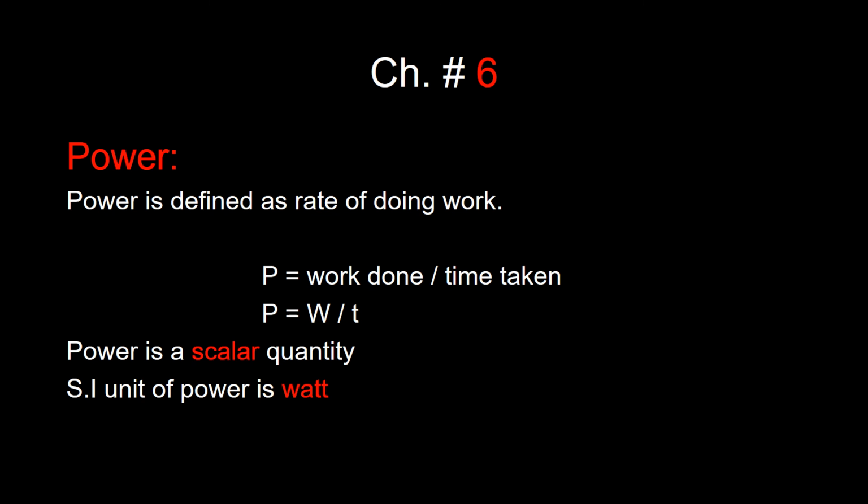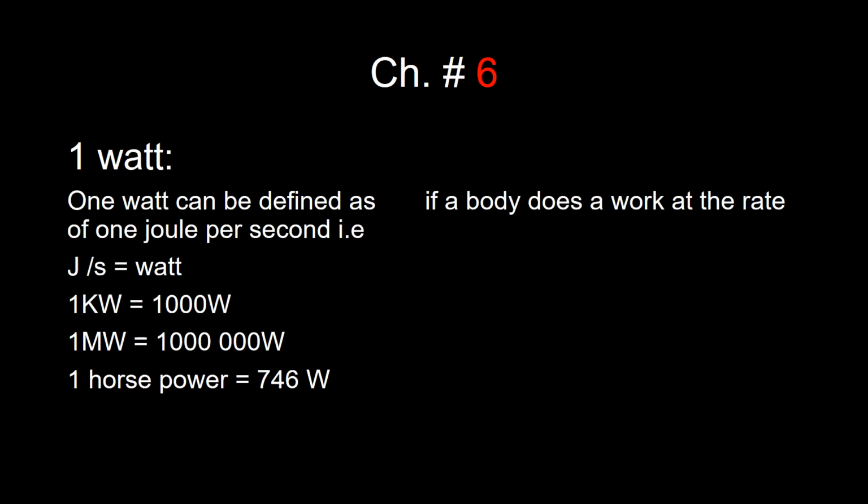And also, I have given the other units of power as well, larger units as well, and I have defined 1 watt power. We can define 1 watt power as if a body does work at the rate of 1 joule per second, or I can say that if a body is doing 1 joule work in 1 second, then the power of that body will be 1 watt, or we can say 1 joule per 1 second is equal to 1 watt.